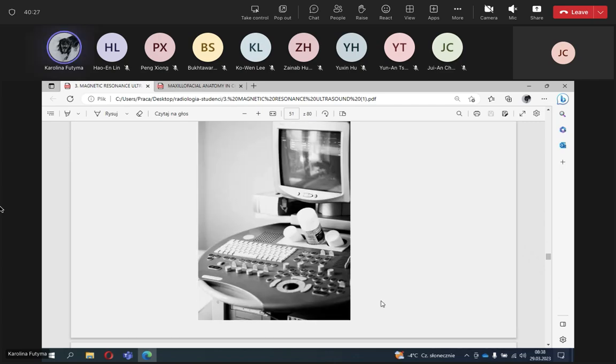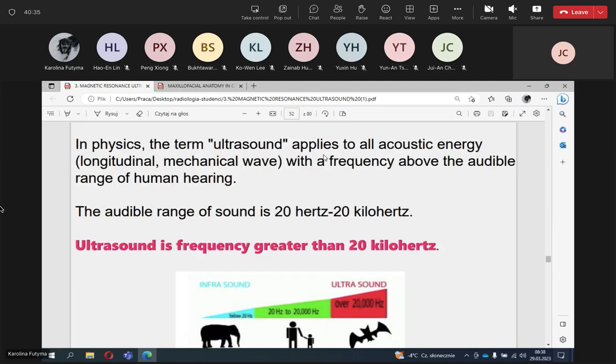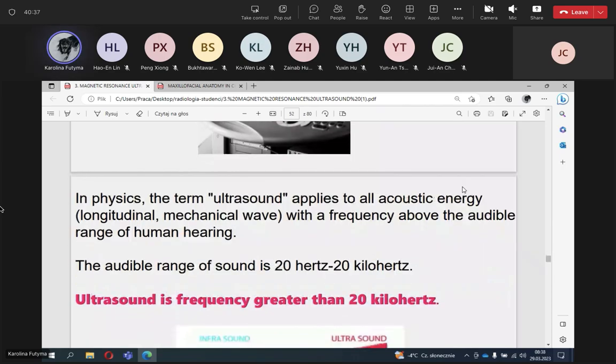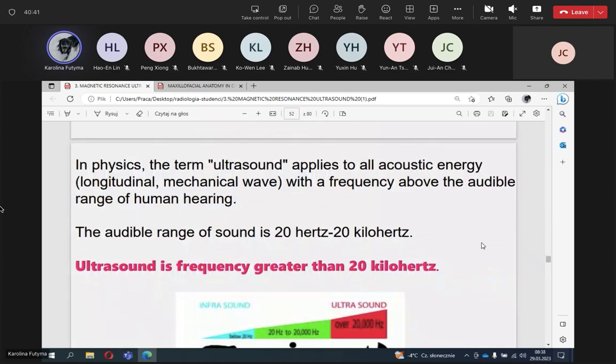Okay, let's skip to ultrasound examination. This is, of course, the typical ultrasound equipment. And in physics, let's start with physics. In physics, the term ultrasound applies to all acoustic energy, so both longitudinal and mechanical wave with a frequency above the audible range of human hearing. So we cannot hear those sounds.